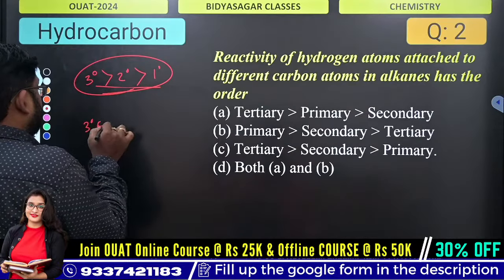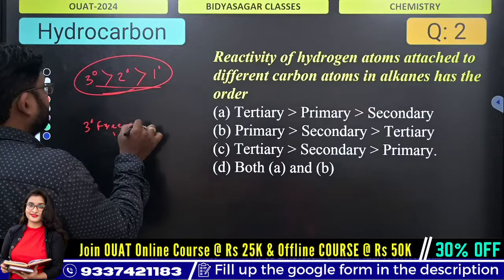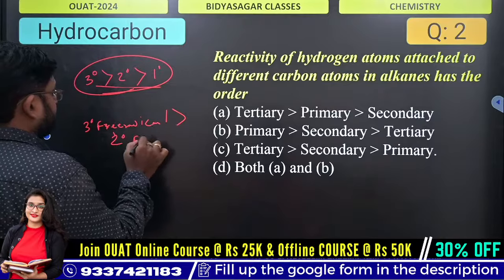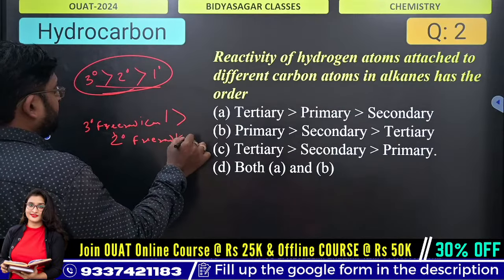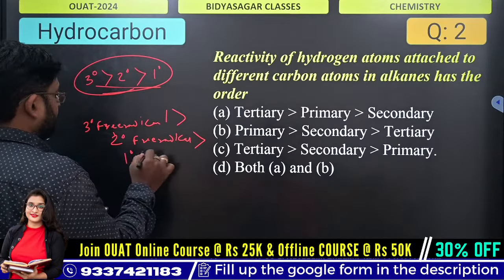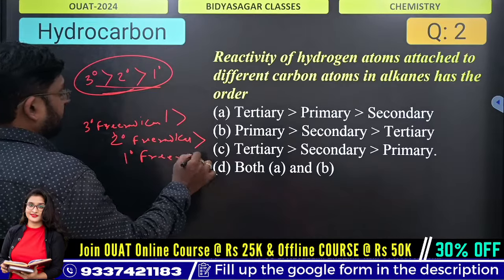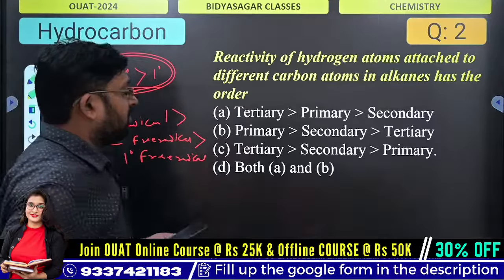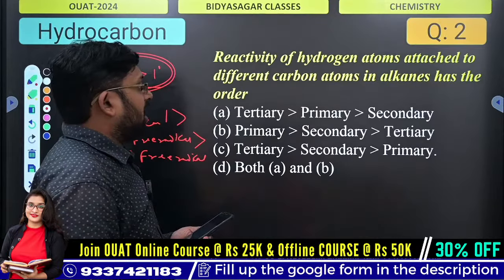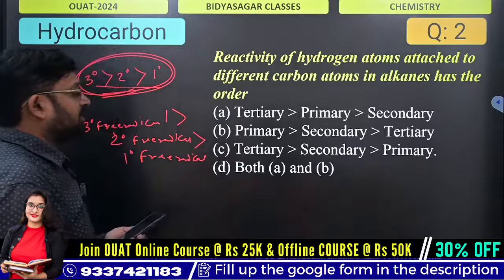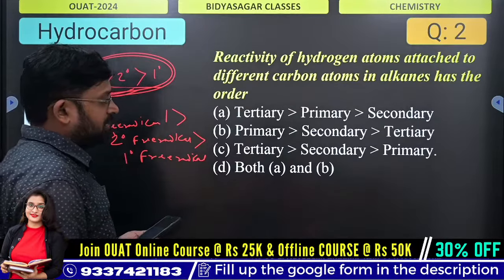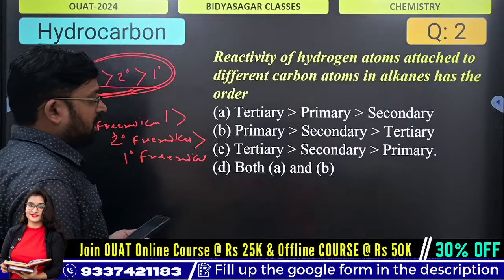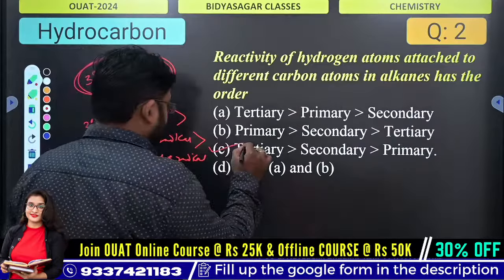So 3 degree free radical is greater than 2 degree free radical, which is greater than 1 degree free radical. So the reactivity order would be this one. The hydrogen atom attached to the 3 degree carbon atom is more reactive than the 2 degree. 2 degree is more reactive than the primary. So primary will be the least reactive. The option C is the correct answer.